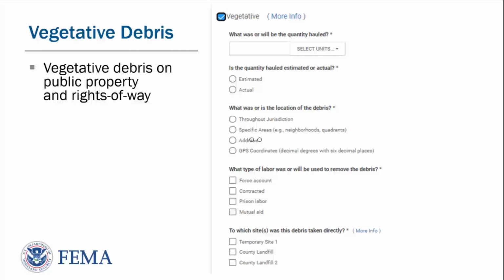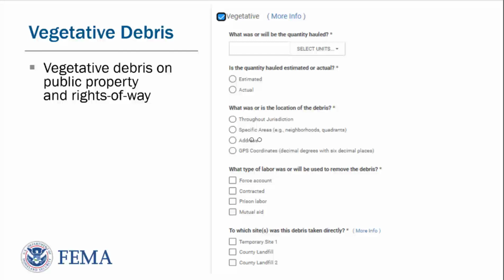But for general vegetative debris on public property and the right-of-ways, you have your basic information that you need to add. So what is the debris, and what was or will the quantity be that is hauled? And this is a part of your whole. So making sure you break down, okay, I have 100 cubic yards of debris total, but just 25 cubic yards is vegetative debris. The other 75 is going to be construction and demolition. So the information you're going to put here is just the 25 cubic yards.